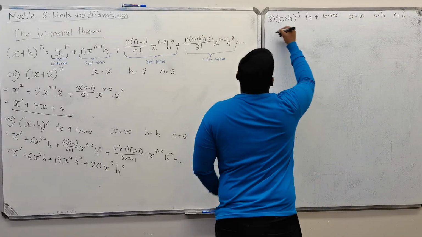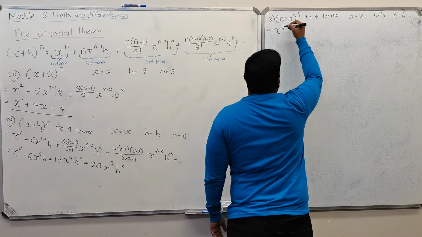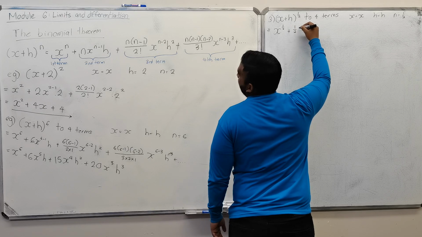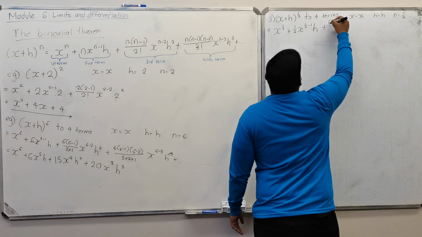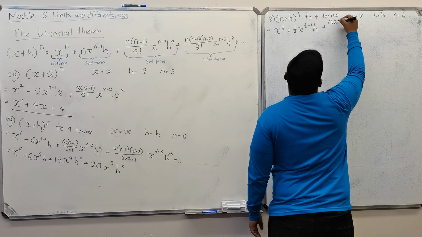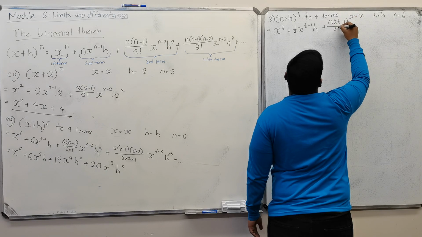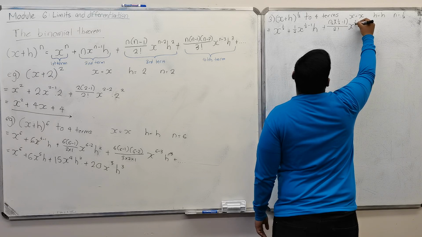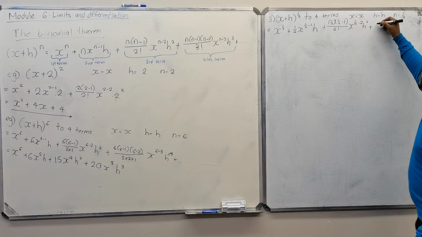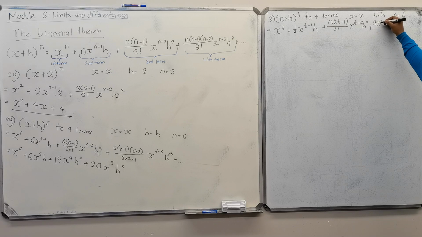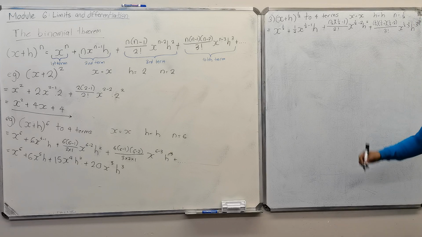Following our formula, this will be x to the power half, plus half x to the power half minus 1 h, plus half into half minus 1 all over 2 factorial, x to the power half minus 2 h squared, plus half into half minus 1, half minus 2 all over 3 factorial, x to the power half minus 3 h to the power 3.